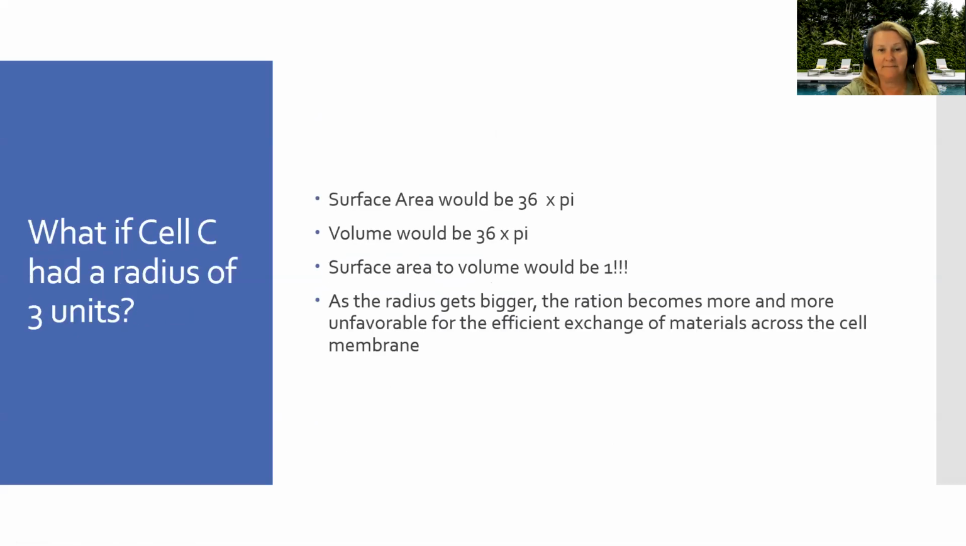Well, let's look at that. What if we had a third cell, let's call it cell C, that had a radius of 3 units? Well, if you go ahead and do the calculation, the surface area for that cell would be 36 times pi. The volume would also be 36 times pi. So the surface area to volume ratio would be 1. So as the radius gets bigger, the ratio of surface area to volume becomes less and less favorable, and it inhibits the efficient exchange of materials across the cell membrane.